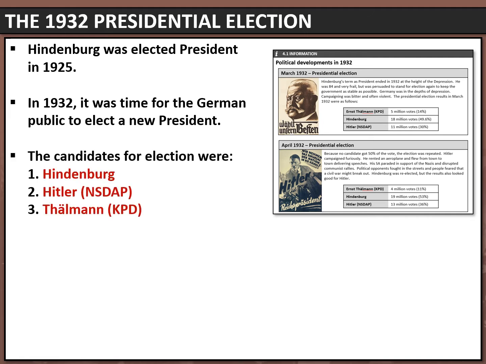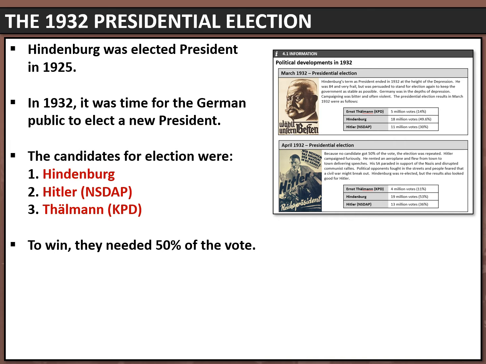In this new presidential election, there were 3 candidates. Hindenburg was persuaded to stand for election again, even though by this time he was very elderly and frail. But Hindenburg's supporters persuaded him to stand for re-election in the hope that Hindenburg could bring some kind of stability to the Weimar Republic. The other 2 candidates were from extreme radical parties, Hitler from the Nazi Party and also Thälmann, who was the Communist Party candidate for the presidency.